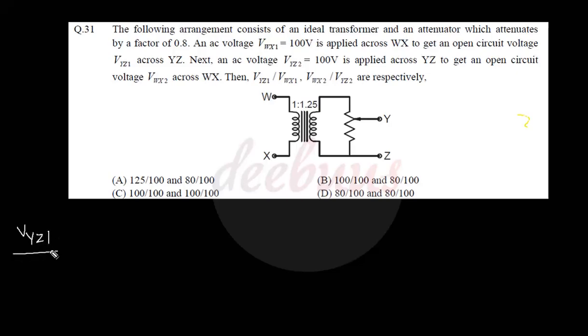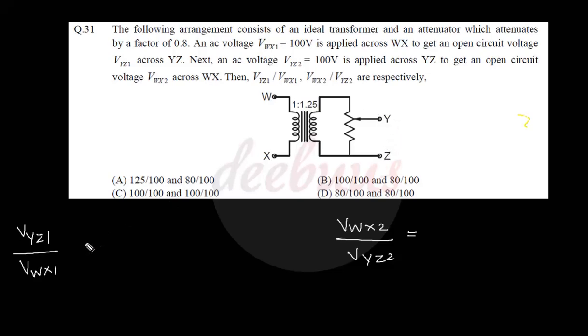Then VYZ1 by VWX1 and VWX2 by VYZ2 equal to, right? So this configuration consists of an ideal transformer with a turns ratio of 1:1.25 and an attenuator which attenuates by a factor of 0.8. In the first case, we applied an AC voltage of 100 volt across these two terminals, and we have to evaluate the voltage across these two terminals YZ1, right?